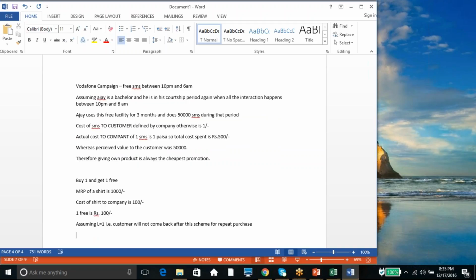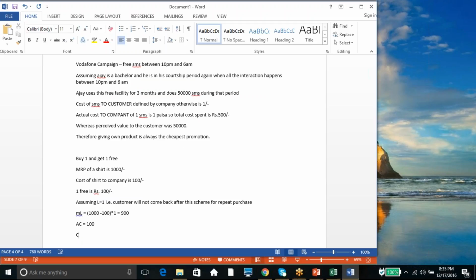Okay, so M into L is equal to 1000 minus 100, star 1, is equal to 900, and AC is equal to 100. So CLV is equal to 900 minus 100.